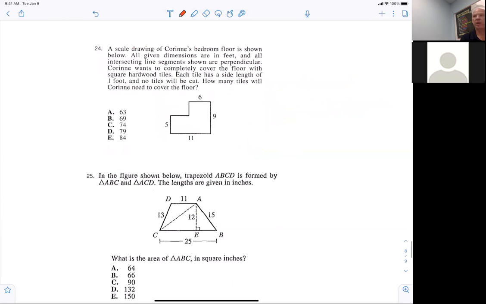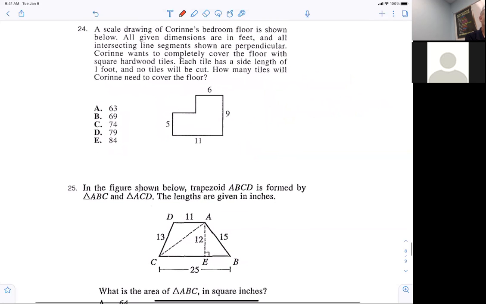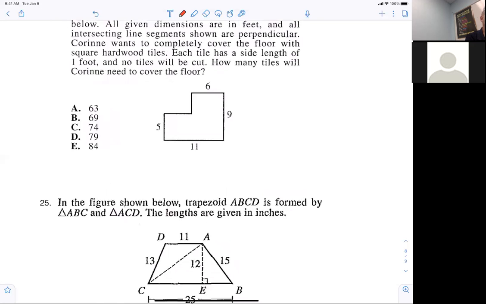Now, Brennan, let's go. 24, buddy. A scale drawing of Maureen's bedroom floor is shown below. All given dimensions are in feet, and all intersecting line segments shown are perpendicular. Corin wants to completely cover the floor with square hardwood tiles. Each tile has a side length of 1 foot, and no tiles will be cut. How many tiles will Corin need to cover the floor? So what do I have to do?